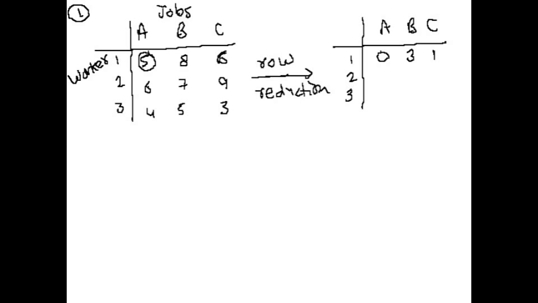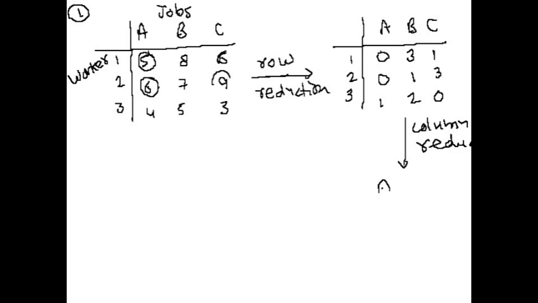Similarly, in the second row, minimum is 6. So if you subtract 6 from each one of them, 6 minus 6 is 0, 7 minus 6 is 1, and then you have 3. And you do the same thing for the last row. So once you have that, then we do what is called column reduction.